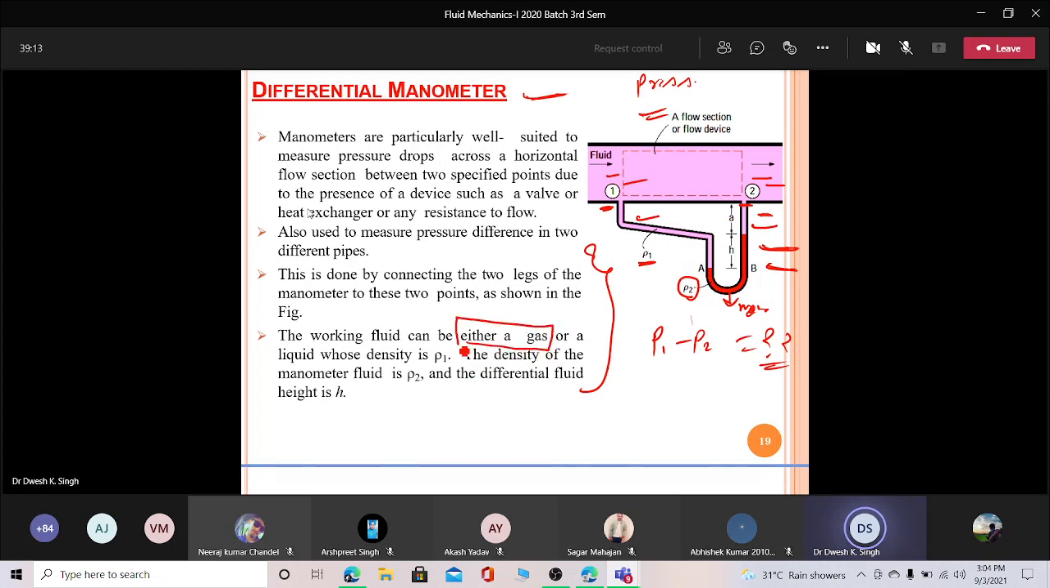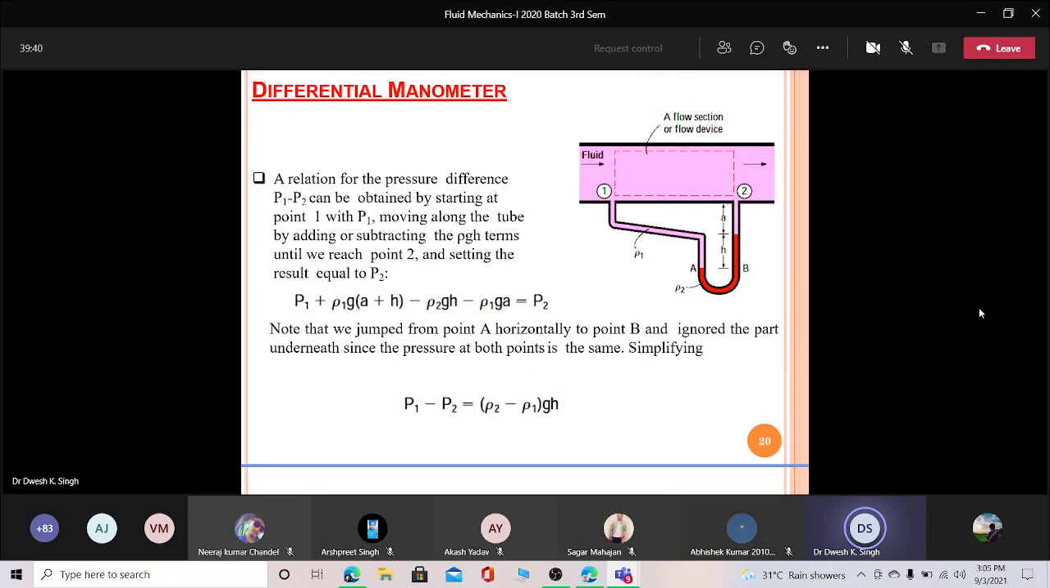In the simple manometer or piezometer, we cannot measure gas because it is open at one end. But here it is not open, it is completely closed, so gas will not escape. So obviously we can use the differential manometer for the gas medium also. The density of the manometric fluid is ρ2, and this is the density of either the gas or liquid, you can take anything. Now this is our manometer. Now let us generate the expression for P1 minus P2. Let us discuss how this expression comes into the picture.